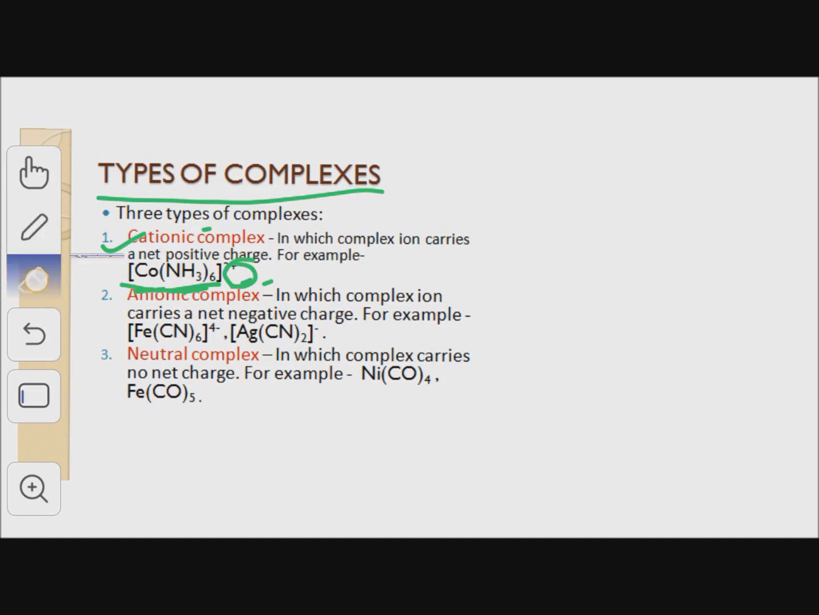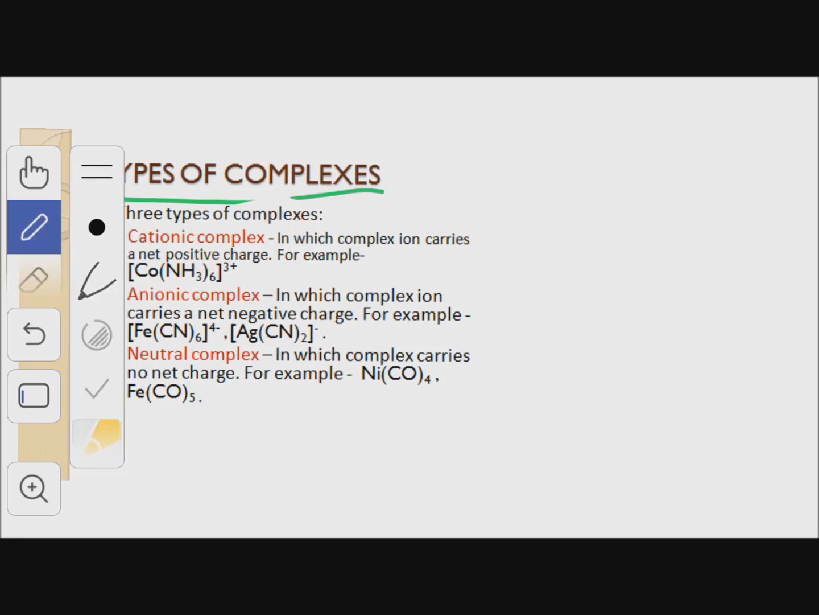Next one is the anionic complex. In an anionic complex, the complex ion carries a net negative charge. For example, in the case of [Fe(CN)6]4-, [Ag(CN)2]-, etc. Here Fe is the central metal atom, CN is the negative ion, and the complex carries a 4 negative charge. Due to this 4 negative charge, it is called an anionic complex.